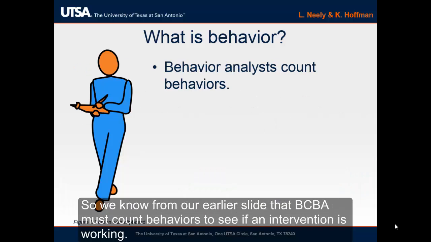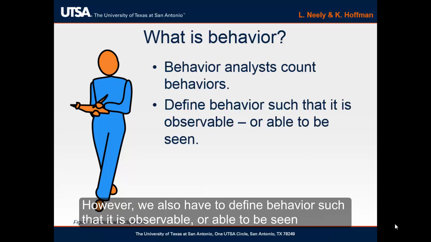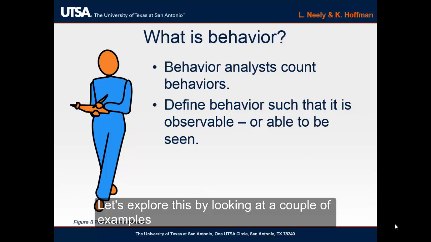So we know from our earlier slide that BCBAs must count behaviors to see if an intervention is working. However, we also have to define behaviors such that they are observable, or able to be seen. So what exactly does it mean to define a behavior so that we can count it? Let's explore this by looking at a couple of examples.